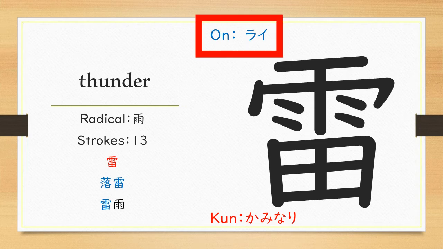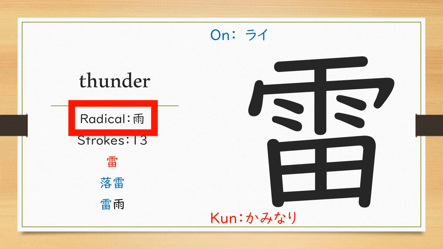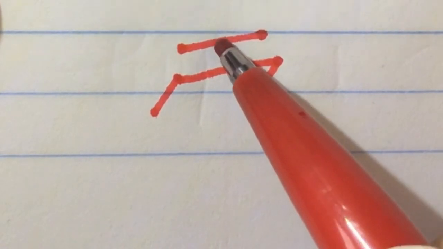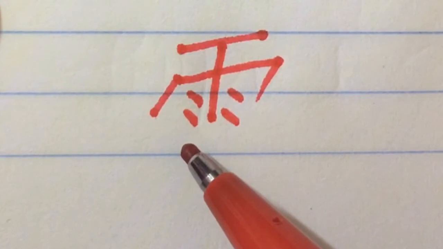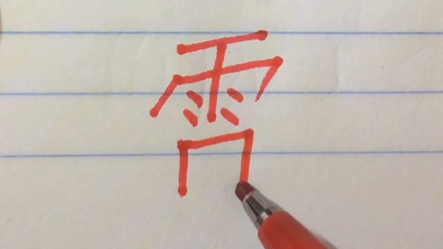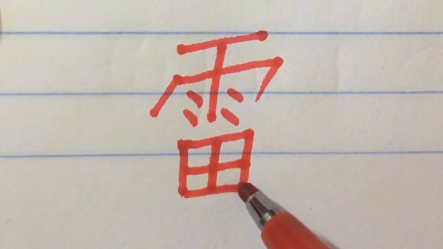The meaning is thunder. 音読み、雷。訓読み、雷。Radical is 雨。These are the words with this kanji. Across, diagonal, across, hook, center, stop, 4 dots, and rice field. Down, across, down, down, across, across.